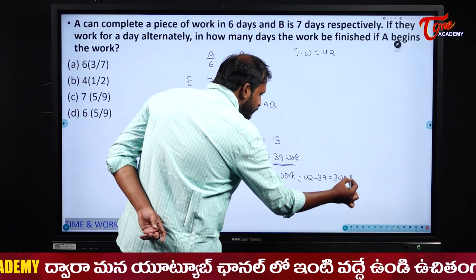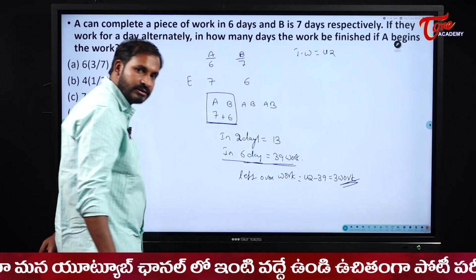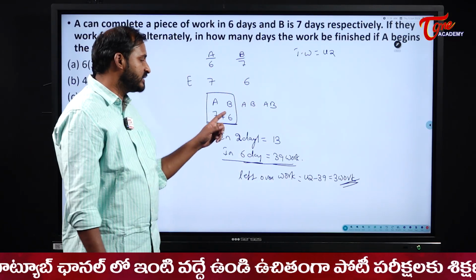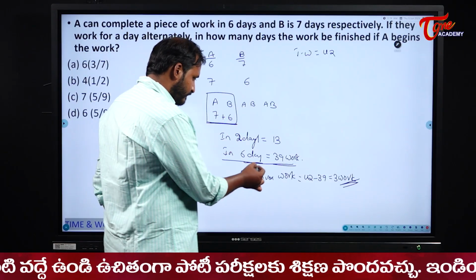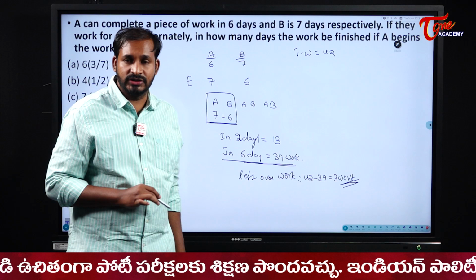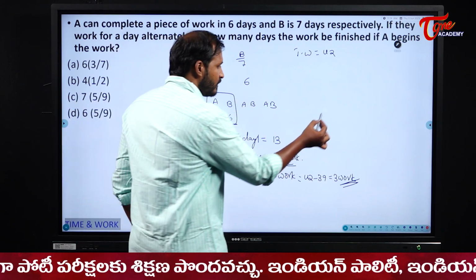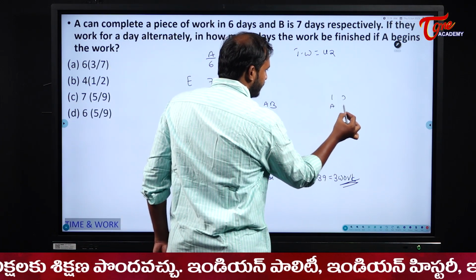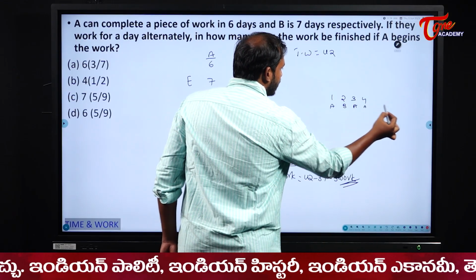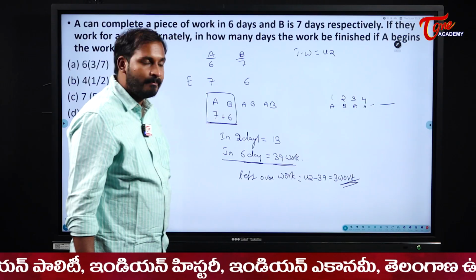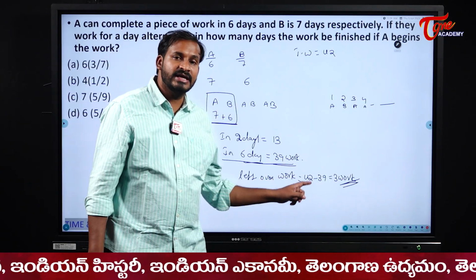This 3 work should be done by whom? This is very, very important. This 3 work will be done by A. Why? What is the reason? After 6 days, that means on the 7th day, who is going to work? A. Why? Because if you observe carefully, odd days will be worked by A, and even days will be worked by B. So here the 7th day is an odd day.